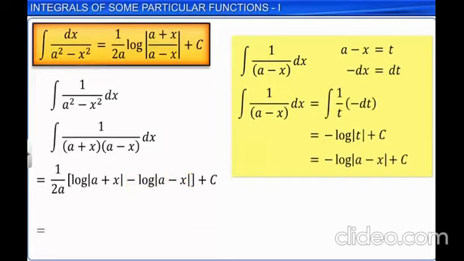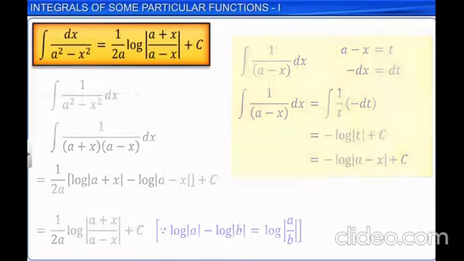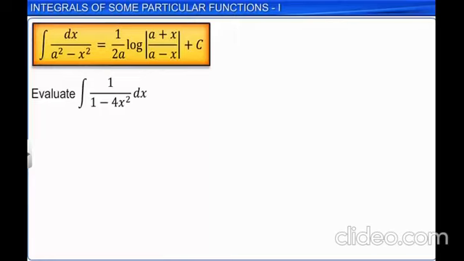This is equal to 1 upon 2a multiplied by log of (a plus x) upon (a minus x) plus the constant. Now, we will see an example. Evaluate the integral of 1 upon 1 minus 4x square.